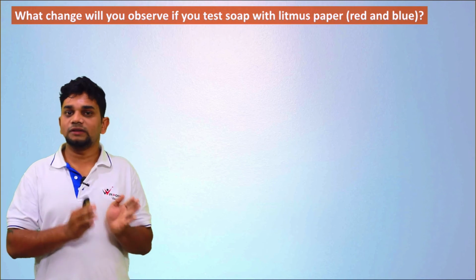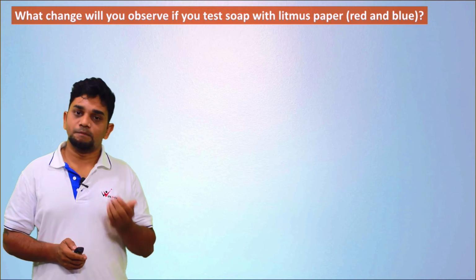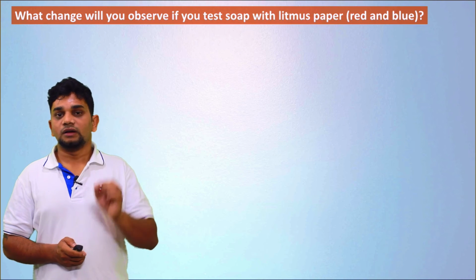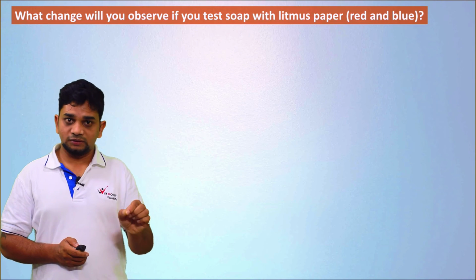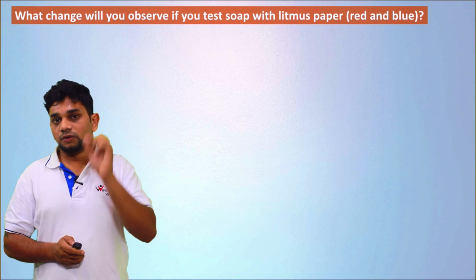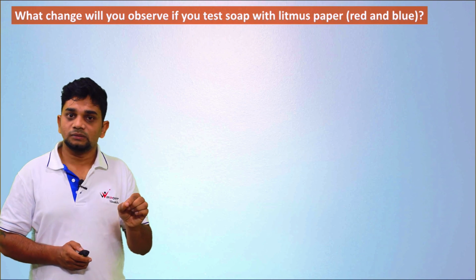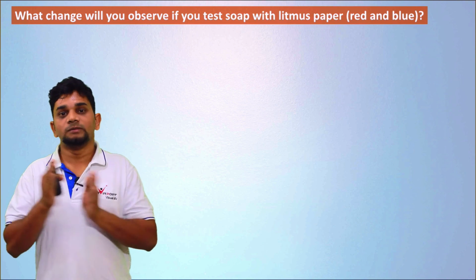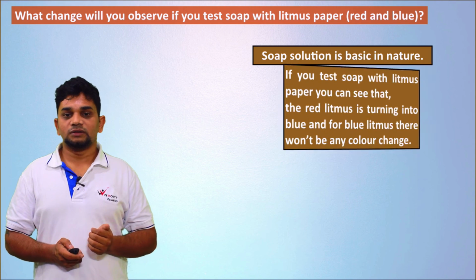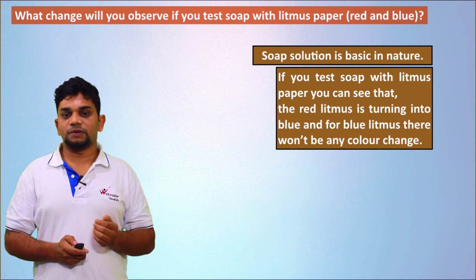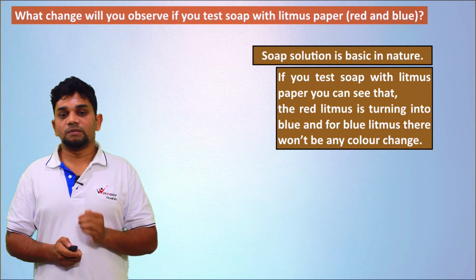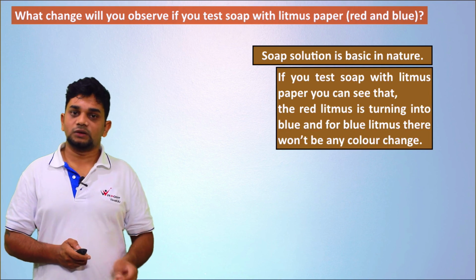Acid red, base blue. Soap solution is a basic solution. So litmus paper will be blue in color. When we add red litmus paper into a base, it will change into blue. When we dip blue litmus paper into soap solution, it will stay blue because base is blue. Okay. Soap solution is basic in nature. If you test soap with litmus paper, you can see that the red litmus turns blue, and for blue litmus there won't be any color change. It will be blue only.